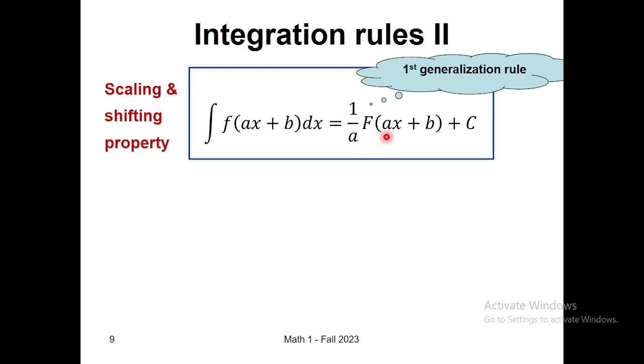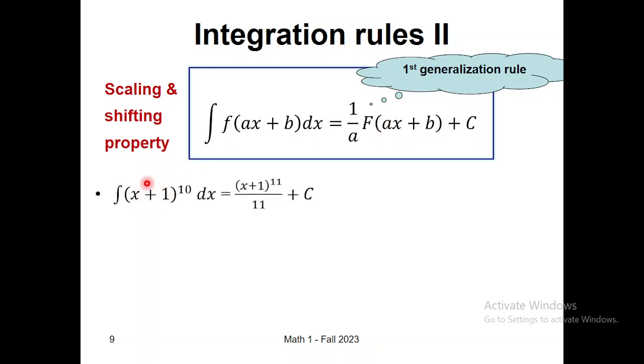The rule says that the result will be the same function capital F having the same scaling and shift, but you have to divide also by the scalar factor a. And you can simply prove that this rule is valid by differentiating the right hand side. This rule is very important and simplifies the computation of different integrals, and we're going to see that now, inshallah.